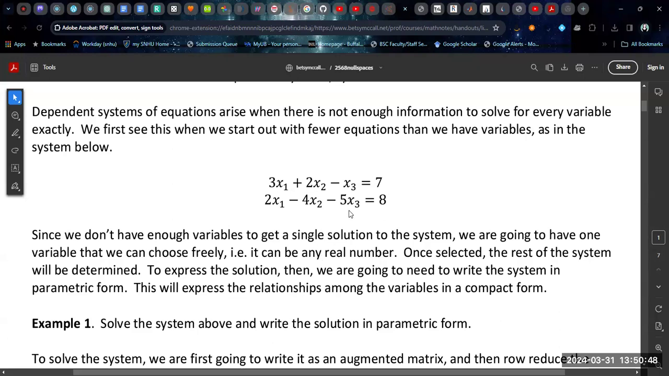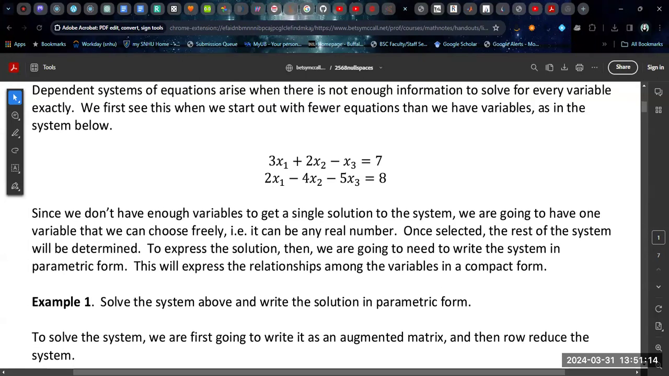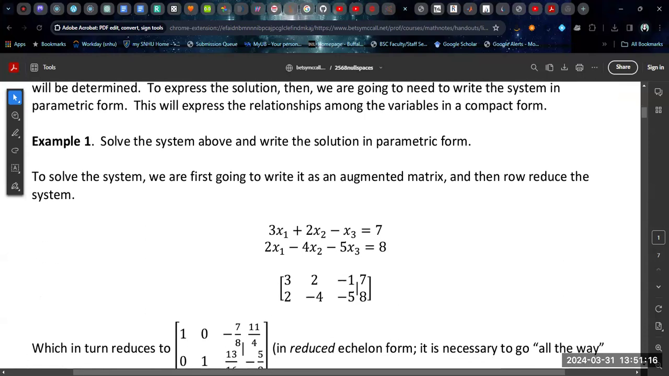In a situation like this, we're going to have at least one variable we can choose freely. In other words, we can make it be anything. But then once we pick that value, the rest of the system will be determined. So we're going to need to be able to write the system in parametric form, since it's going to be dependent upon that choice of one of those constituent components. Now, first, we're going to solve the system.